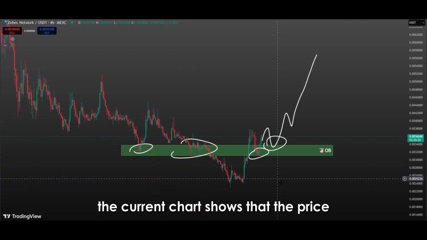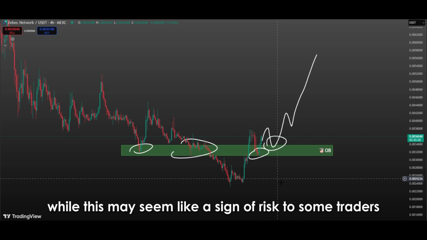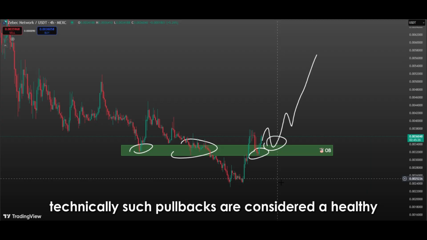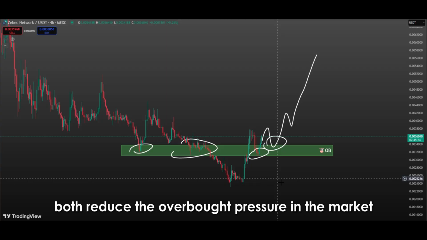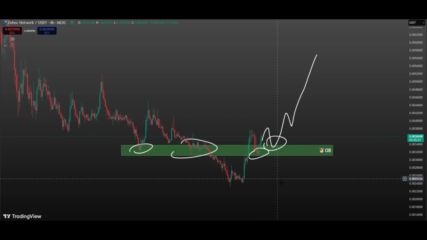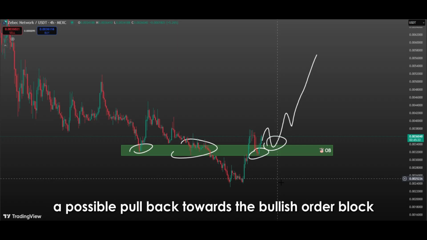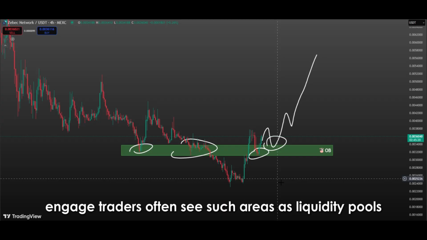The current chart shows that the price is in a retracement towards this bullish order block zone. While this may seem like a sign of risk to some traders, technically, such pullbacks are considered a healthy corrective move. Because occasional pullbacks in every uptrend both reduce the overbought pressure in the market and provide an opportunity for new investors to enter. A possible pullback towards the bullish order block can also be a strategic opportunity for buyers to re-engage. Traders often see such areas as liquidity pools.